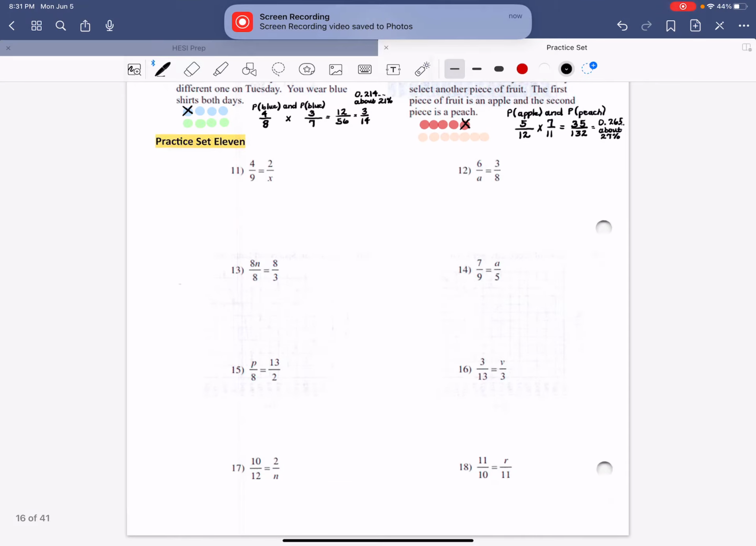In practice set 11, we are going to start out with some proportions, and then we'll move to some word problems.